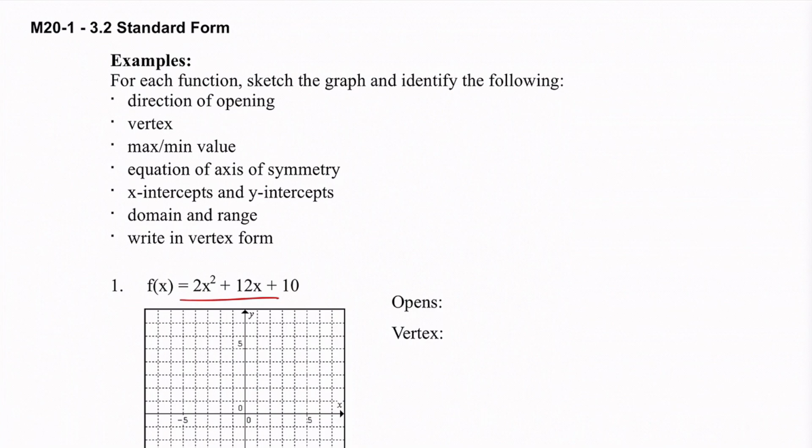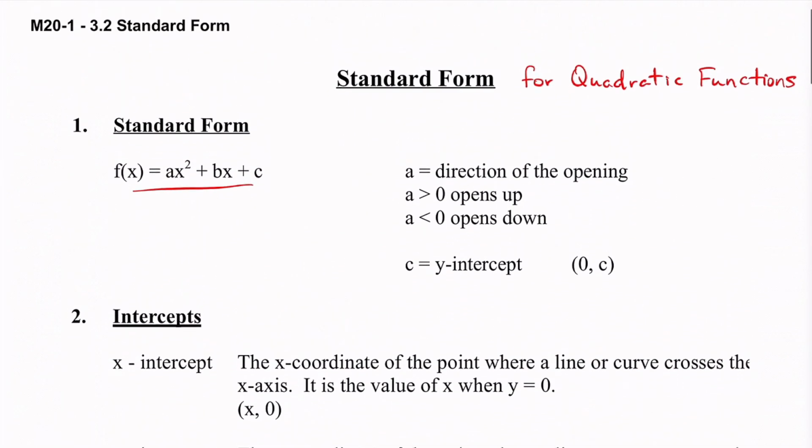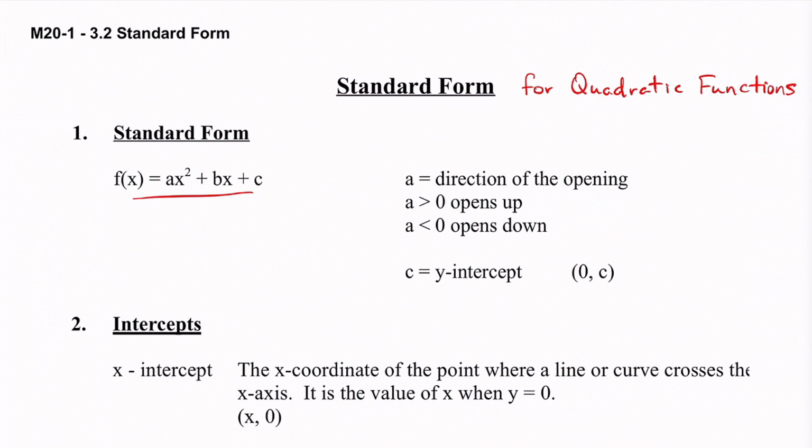Okay, so let's scroll back to the top. So for standard form, a is going to be just this number right here in front, and that's always going to tell us the direction of opening. So if a is positive, if a is greater than 0, it's going to open upwards. And if a is less than 0, it's going to open downwards.